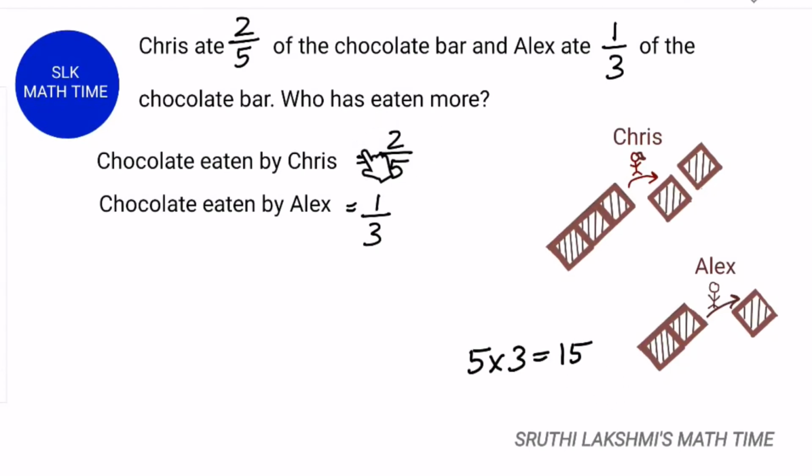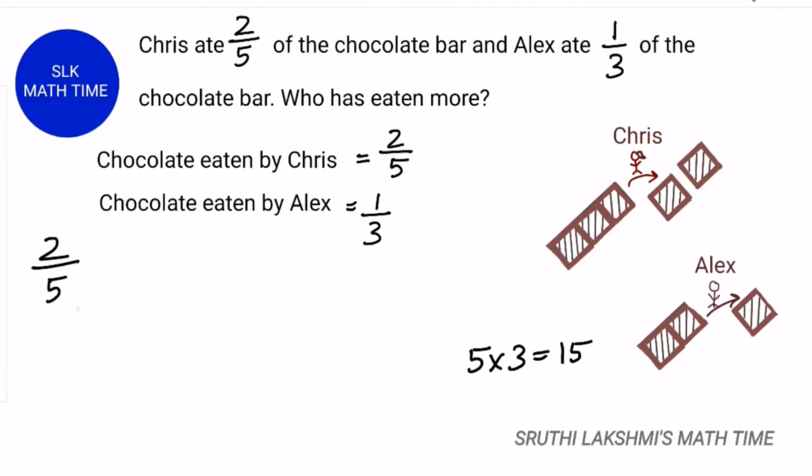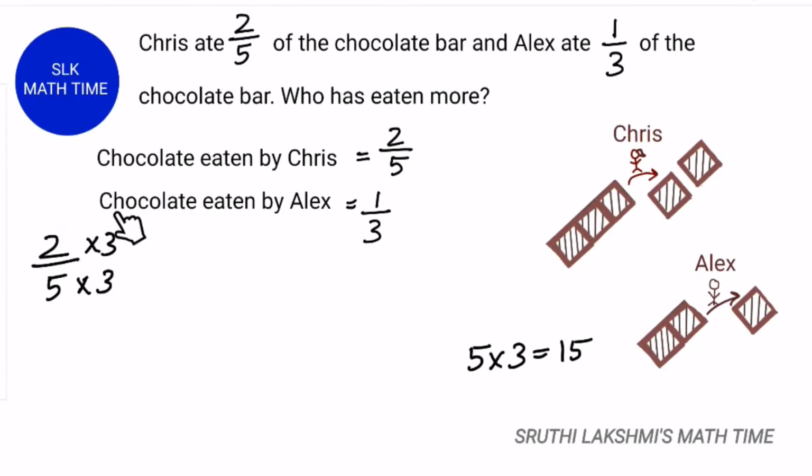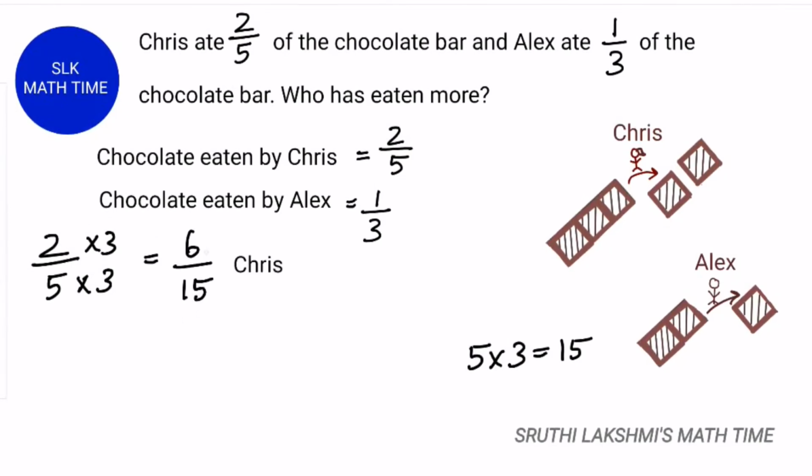The first fraction we are comparing here is 2/5. So 5 into what equals the common denominator 15? 5 into 3. So we multiply the denominator and the numerator by 3. So 2 into 3 is 6 and 5 into 3 is 15. So Chris ate 6 by 15.